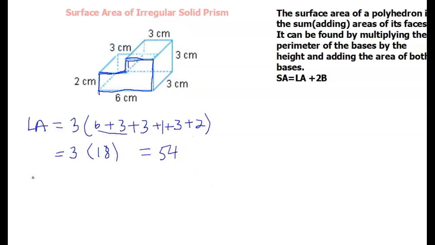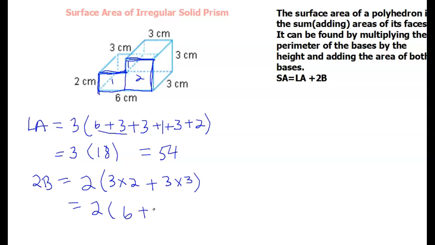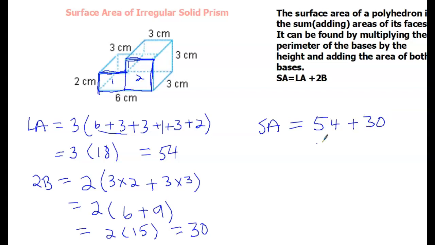That gives us 54. Okay, we need our 2B. The base is irregular, so we have to make it regular. So we will cut it this way. So we have section 1 and we have section 2. So section 1 from here to here is 3 and here is 2. So that's going to be 3 times 2, plus from here to here is 3 and here to here is also 3. So it's going to be 3 times 3. We got 6 plus 9. And that gives us 15. And that 2 times 15 is 30 here. And therefore we are looking for our surface area, which is going to be 54 plus 30. And that will be 84 centimeter squared.